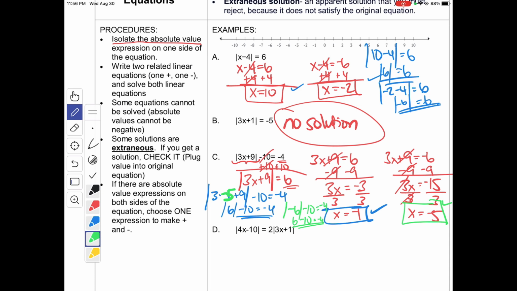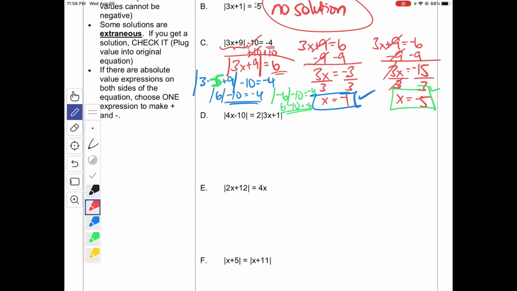Let's do another example. The absolute value of 4x minus 10 equals 2 times the absolute value of 3x plus 1. In this example, I have two absolute value expressions. And the strategy here is still the same so long as you've isolated one absolute value expression on one side of the equation. Then you can flip the meaning, positive or negative, of the absolute value expression on the other side of the equation. Let me show you what I mean.